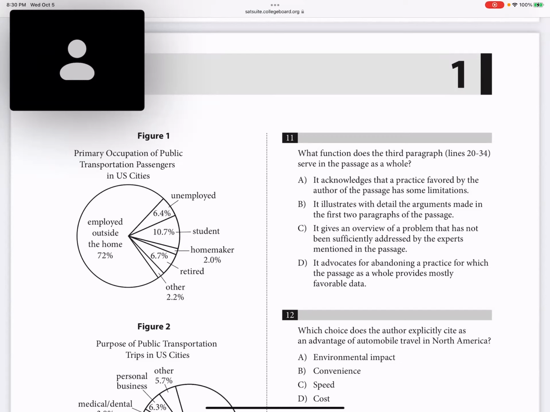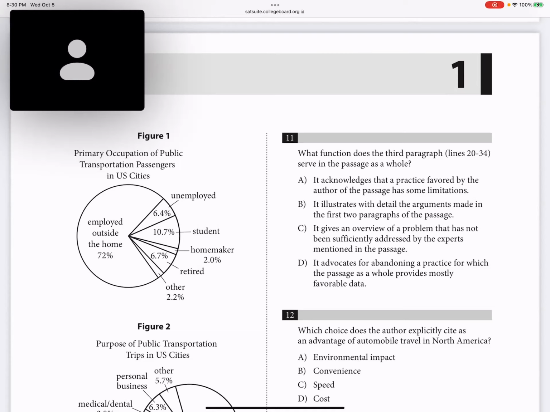And that's what we said, right? In the end of this, the author is saying that actually they are in favor of public transport, but they're in favor of public transport that's done well. And what are the limitations that the author says? When you don't fund it, when you don't plan it, when you don't keep things nice and clean and maintained, right? That's when public transportation starts to be limited only by the amount of resources we put into it. So this one should be A. It acknowledges that a practice favored by the author, public transport, has some limitations. Again, limitations set by when we don't care about it.